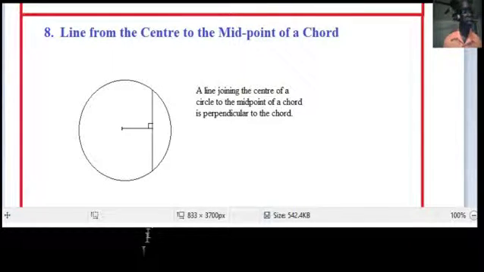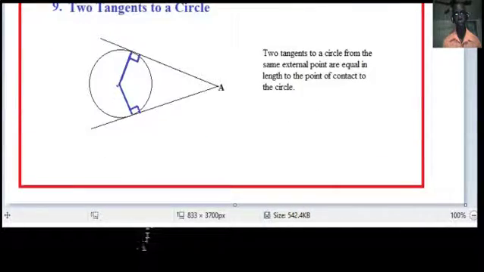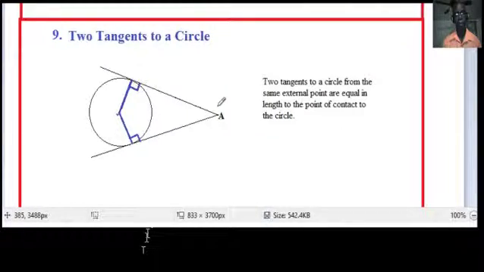Theorem 8. Line from the center to the midpoint of a chord. A line from the center of a circle to the midpoint of a chord is perpendicular to the chord. In other words, the two lines meet at a 90-degree angle. Theorem 9. Two tangents to a circle. Two tangents to a circle from the same external point are equal in length to the point of contact to the circle. So, these two tangents are equal from the point A to where they touch the circumference of the circle.